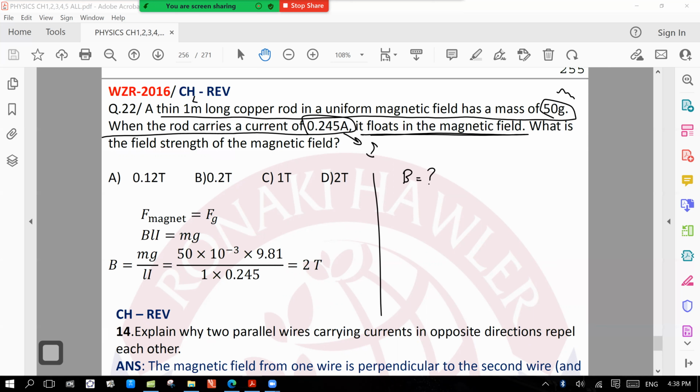Guys, when the question says it floats in the magnetic field, it means the magnetic force is equal to the gravitational force. That's why we write F magnet equals Fg. You know that F magnet is equal to BIL, and Fg is equal to mg. We have the mass, 50 grams, we have to change it to kilogram by multiplying by 10 to the power -3 or dividing by 1,000. 9.81 is the gravity, you know that already. L is the length, and 0.245 is the current. We will get 2 Tesla. That's going to be the D answer.